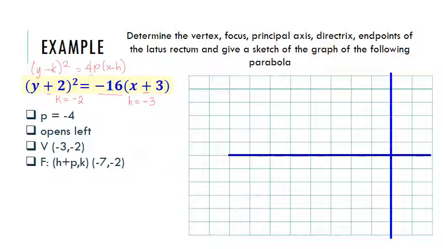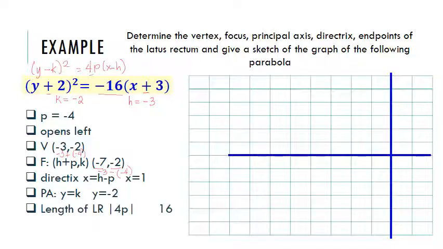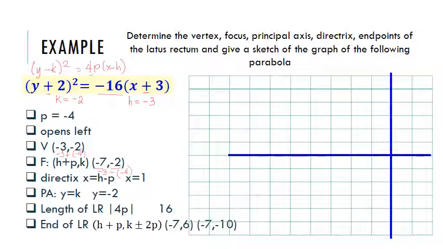For focus, so h, ang h natin ay negative 3 plus negative 4, that's negative 7, and k is negative 2. Directrix, h is negative 3 minus negative 4, so that will be negative 3 plus 4, that's positive 1. X equals 1. Y equals k for principal axis, so y equals negative 2. And the length of lattice rectum is 4 times p. 4 times negative 4 is negative 16. We get the absolute value, so we have 16.